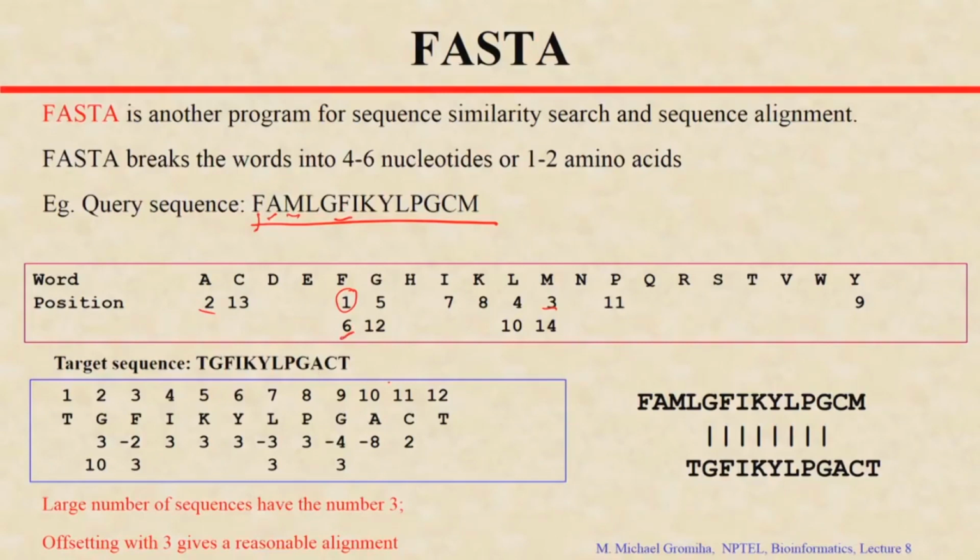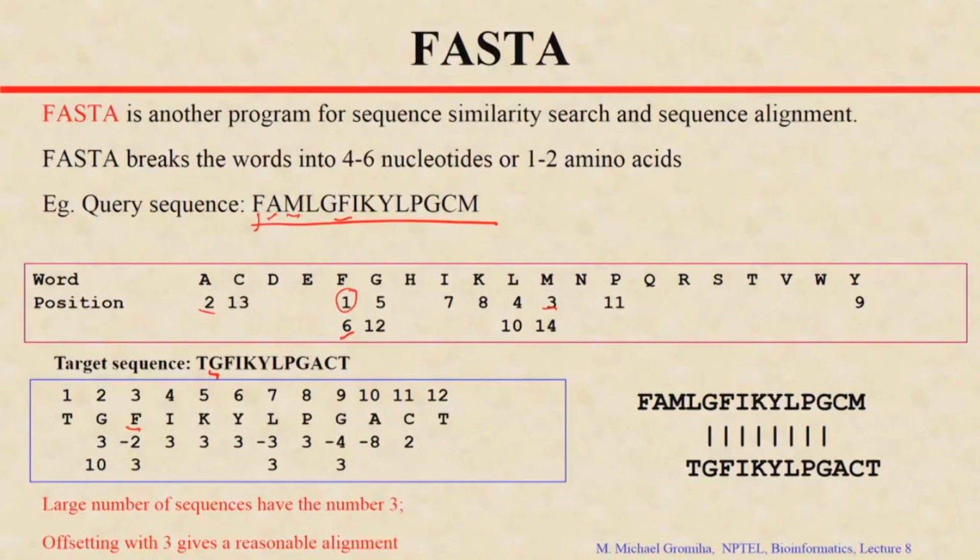Then take the target sequence and compare it with the query sequence. If you take this G, its position number is 5, here this is 2, so 5 minus 2 equals 3. Another possibility is 12, 12 minus 2 equals 10. Then we take the next one, F, which is in 3; here this is 1, so 1 minus 3 equals minus 2, and then 6 minus 3 equals 3. Likewise, for the target sequence they made this comparison and put the numbers.